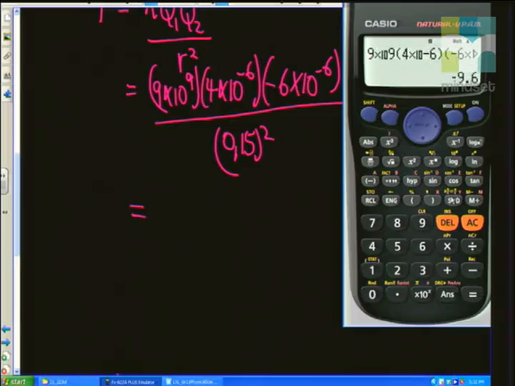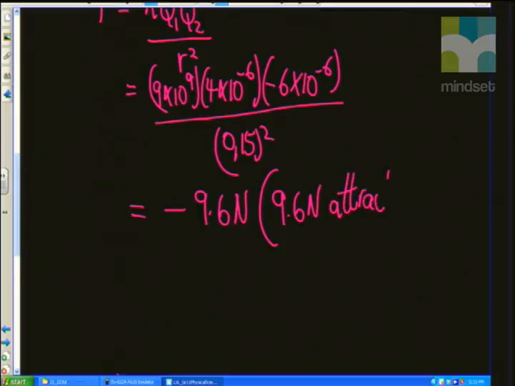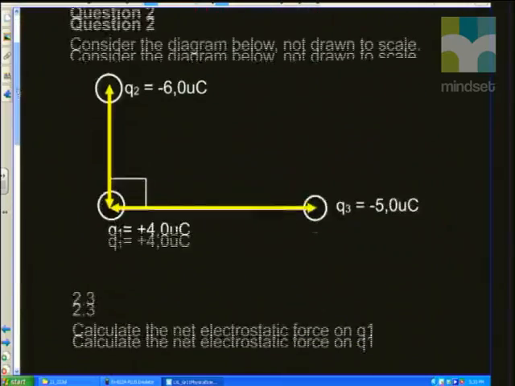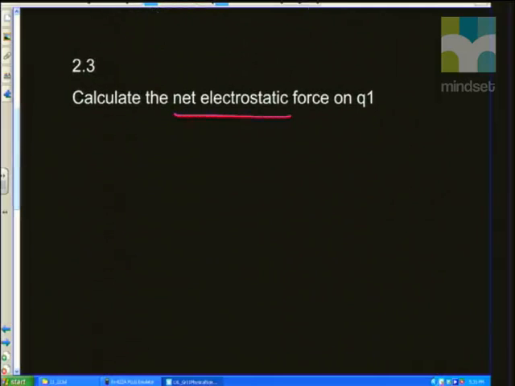So what we get there, it's a force that is minus 9.6. So minus 9.6 newtons. And what does this mean? It means you've got 9.6 newtons and the force is attraction. It means you've got a positive and a negative charge that are closer to each other there. Next, let's look at the next question here. It says, calculate the net electrostatic force. Now, this is a good one on Q1. How do we do that?